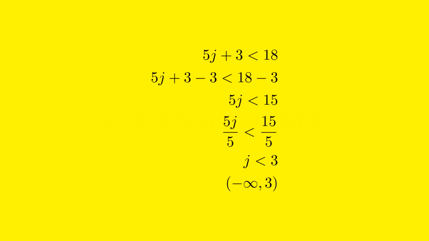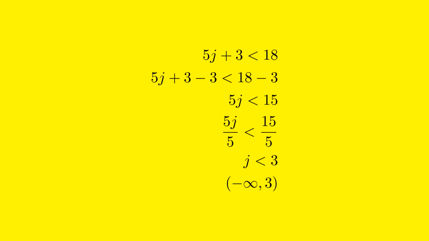To solve the inequality 5j plus 3 less than 18, we need to isolate the variable j. This means we want j by itself on one side of the inequality sign and everything else on the other side. First, let's focus on getting rid of the 3 on the left side of the inequality. Since it's added to the 5j, we'll do the opposite operation, which is subtraction. We subtract 3 from both sides of the inequality to keep it balanced.